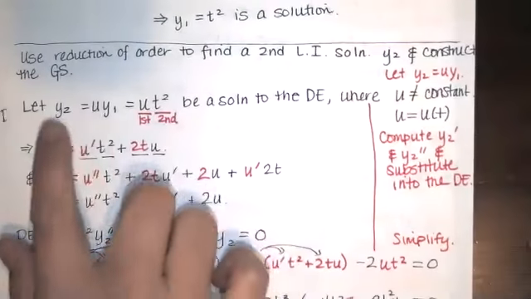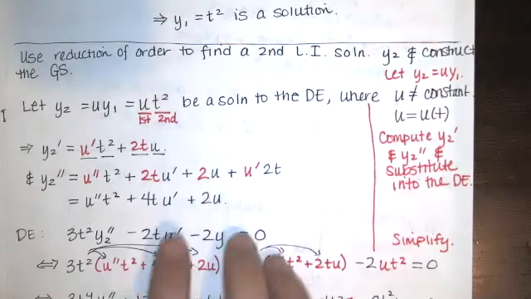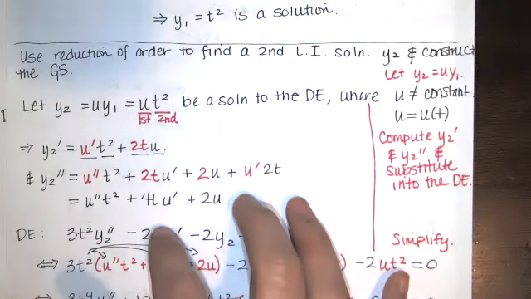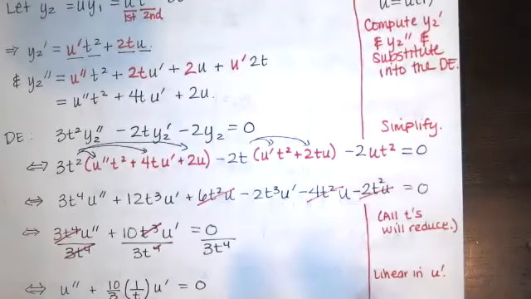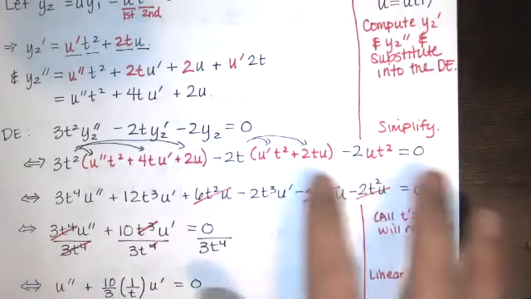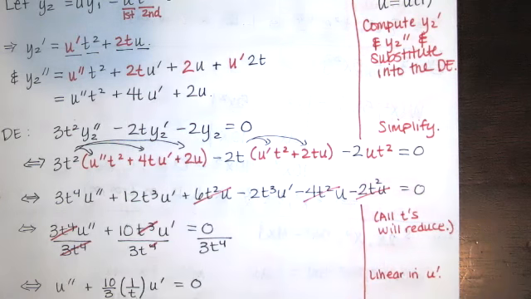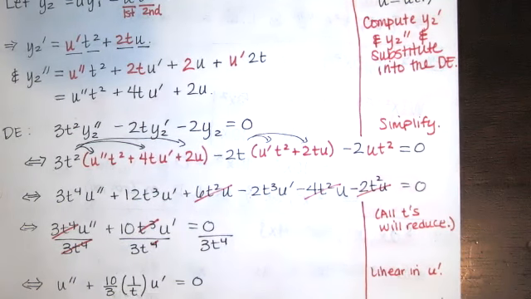So we let y2 equal u times y1. Then since y2 is assumed to be a solution, if we take this first and second derivative and substitute into the differential equation, because it's assumed to be a solution, we're guaranteed to get a 0. So we'll distribute, we'll simplify where we can, and we'll get this.